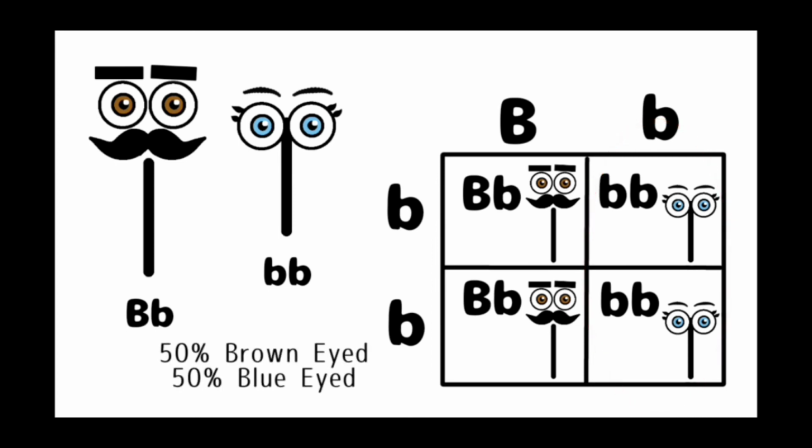This can also be expressed in a genotypic ratio. There is a 2-to-2 ratio of big B, little b to little b, little b. Simplified, that would be a 1-to-1 ratio. This is the same ratio that would apply phenotypically.